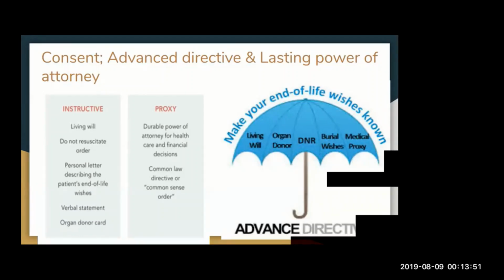These are the different types of advanced directives: a living will, in which the patient signs what procedures he accepts and what he rejects; organ donor card; do not attempt resuscitation; burial wishes in certain ethnic groups or religious groups; and medical proxy, which is the lasting power of attorney to nominate someone to take decisions for him.